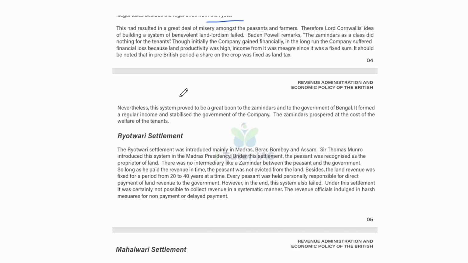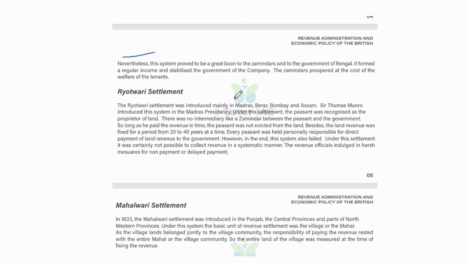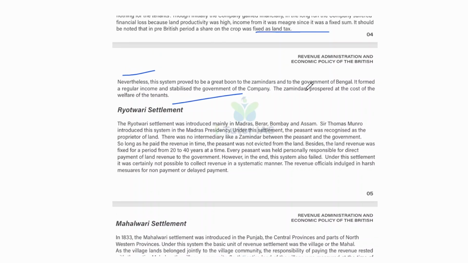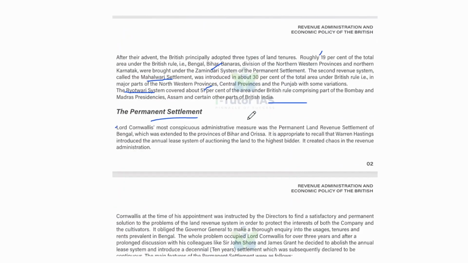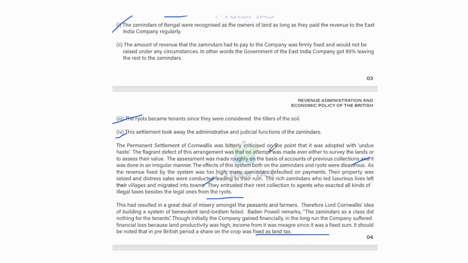And it should be noted that in the pre-British period, a share of the crop was fixed as land tax. Nevertheless, this system proved to be a great boon to the zamindars and to the government of Bengal, and it formed a regular income and stabilized the government of the company. And the zamindars prospered at the cost of the welfare of the tenants. Okay, so that's about permanent settlement under Lord Cornwallis.